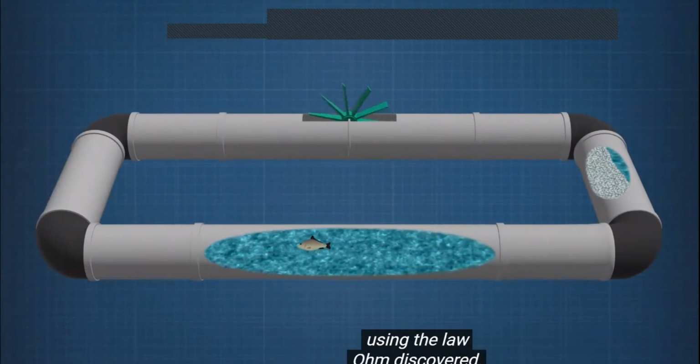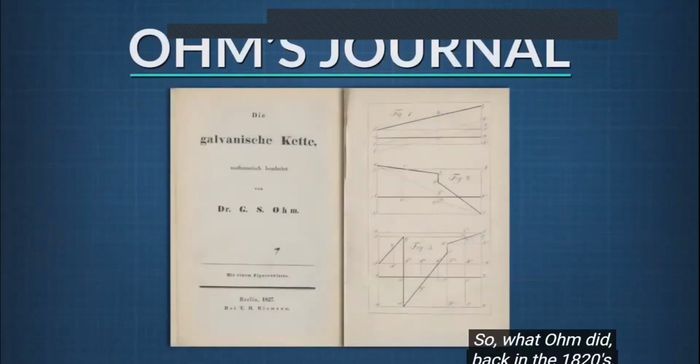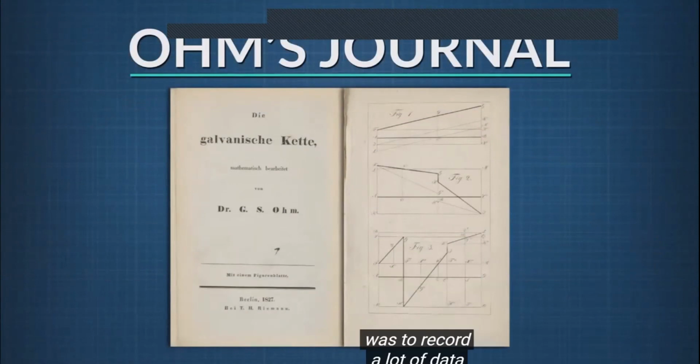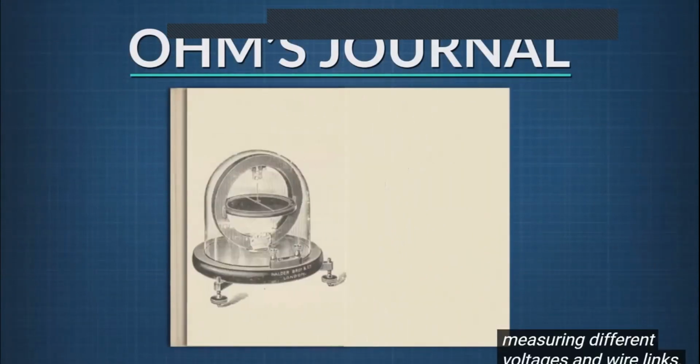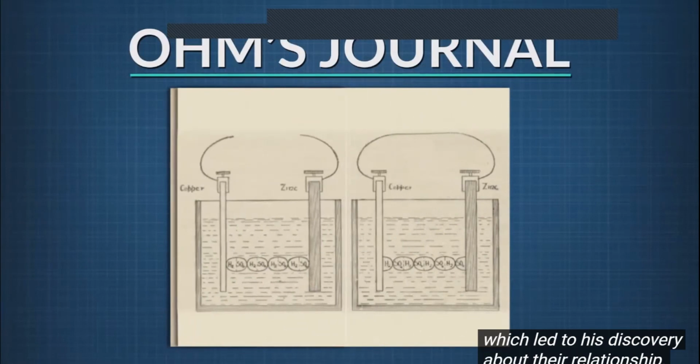And if you know 2 of these 3, you can figure out the last one using the law Ohm discovered. So what Ohm did back in the 1820s was to record a lot of data measuring different voltages and wire lengths, which led to his discovery about their relationship.